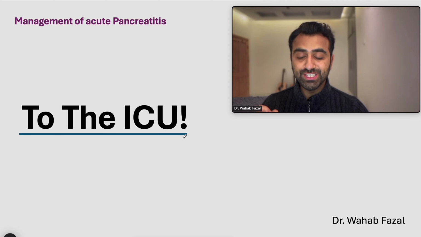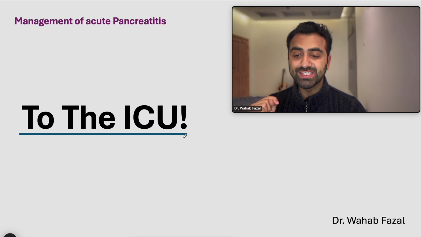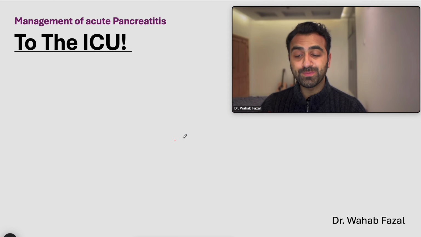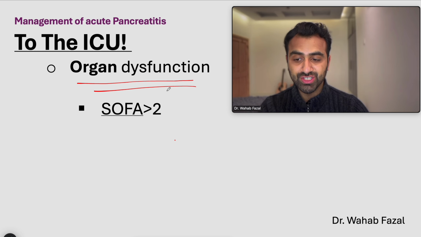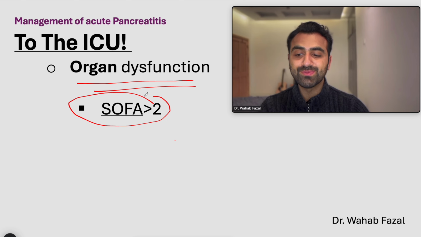Now, which patients do you actually admit to the ICU? Now you have this patient in your ward. What do you want to keep a lookout for? Basically, you want to look if the patient is having any organ dysfunction. And how do you measure this? You measure this with the help of the SOFA score.